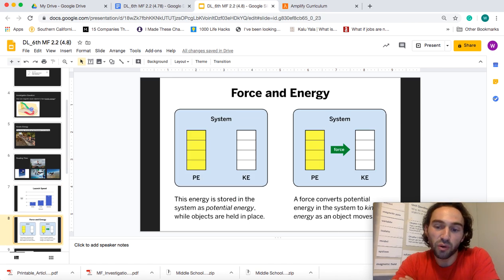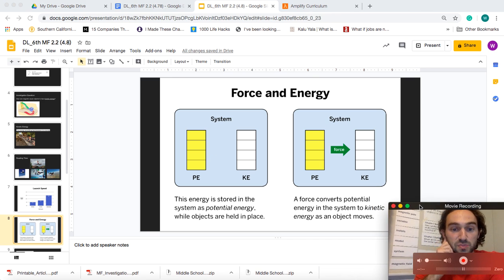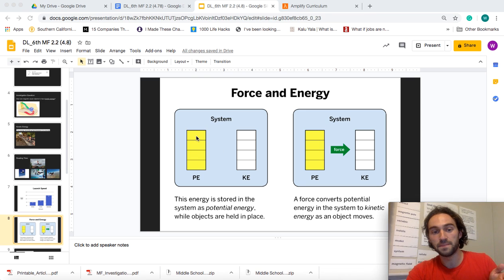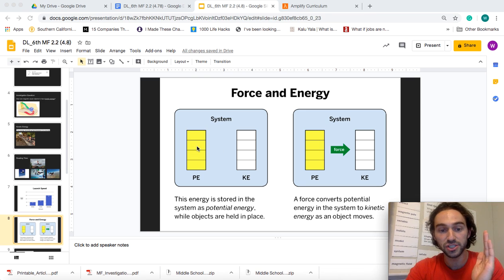You've seen this picture before. It's actually in the reading that you've been looking at a lot. So every single sports article has this picture. And what we're looking at is on the left side, there's a system where there's a ton of potential energy and it's stored, right? So potential energy can be stored. And then when a force is applied, it's converted from potential into kinetic.